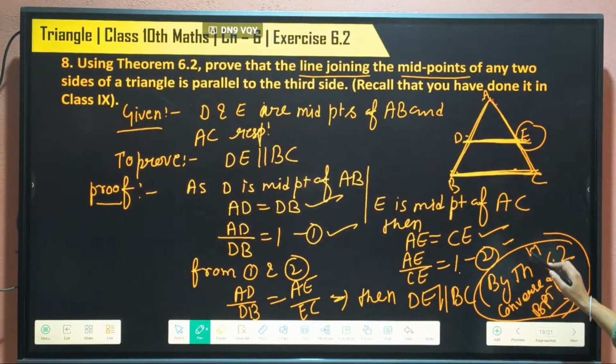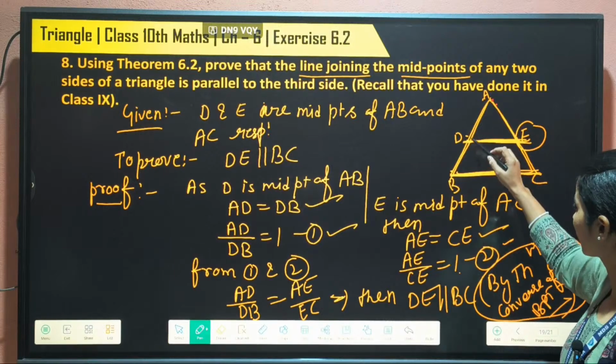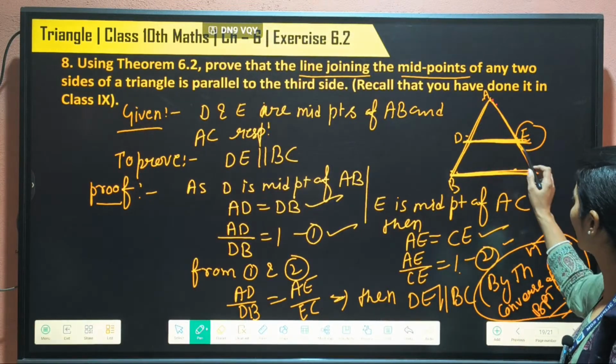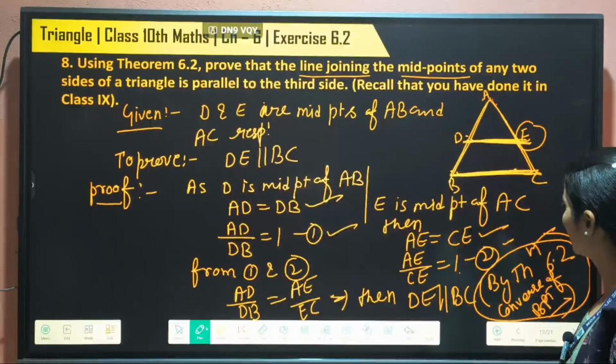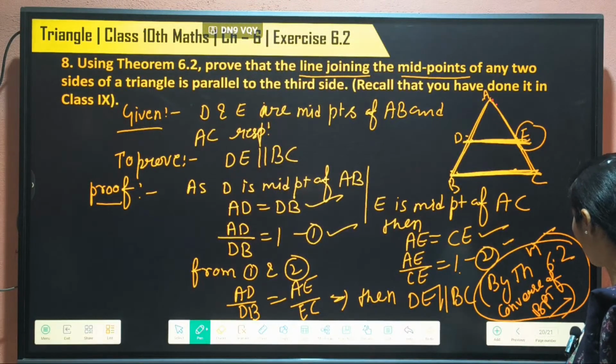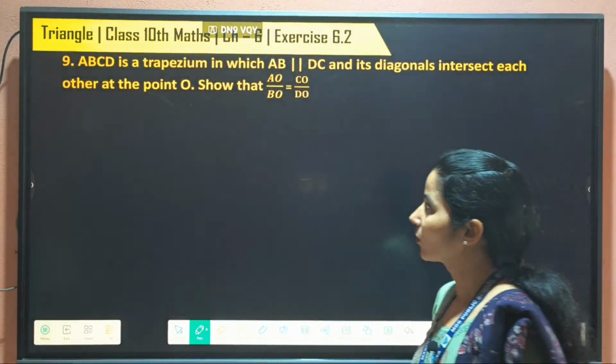This is by converse of BPT. If these corresponding sides are in the same ratio, then DE will be parallel to BC. This is by converse of BPT. Question number 9.